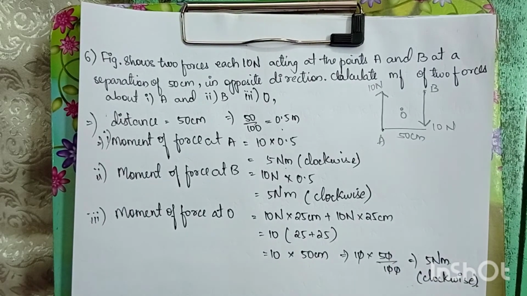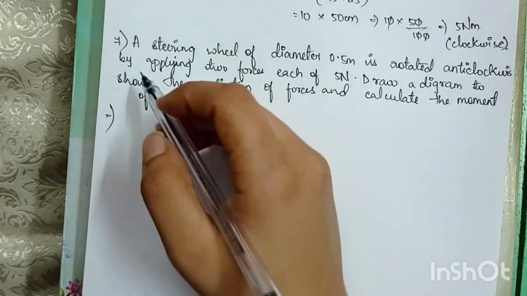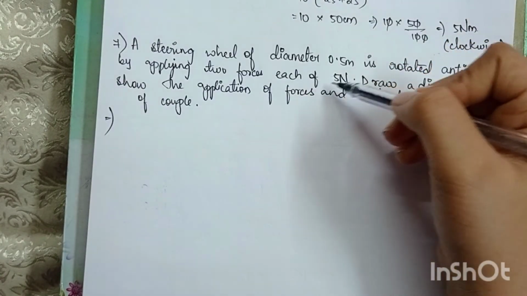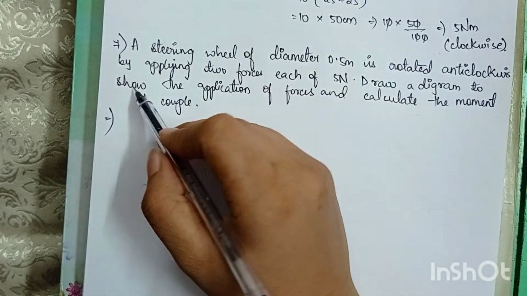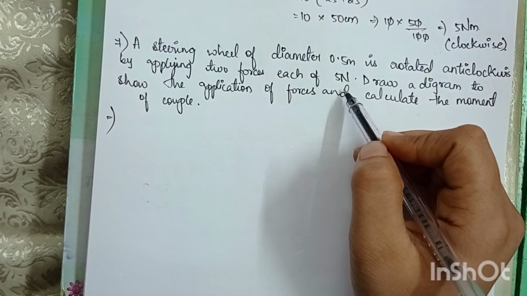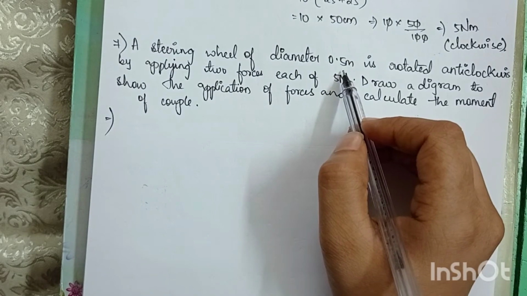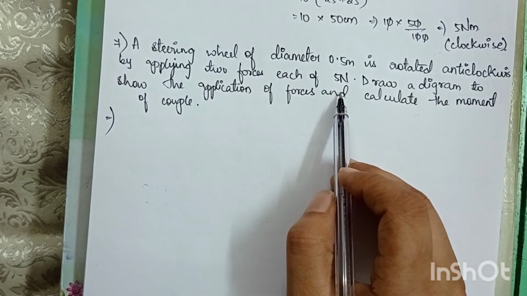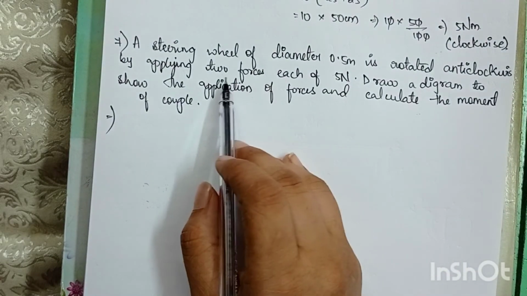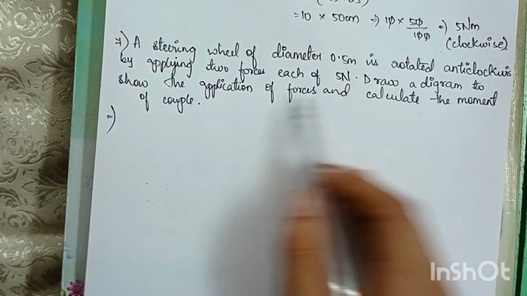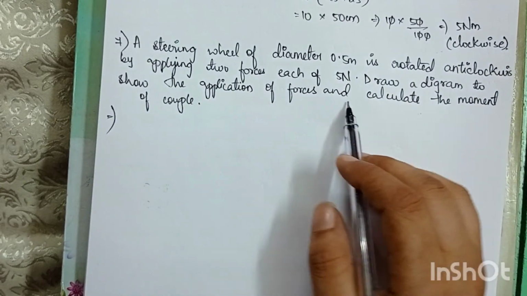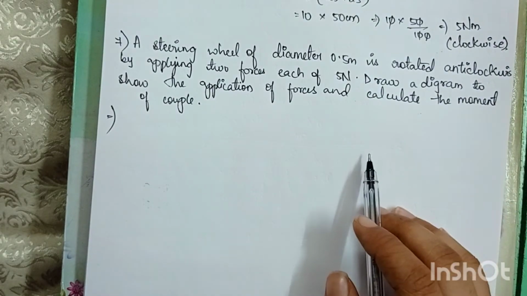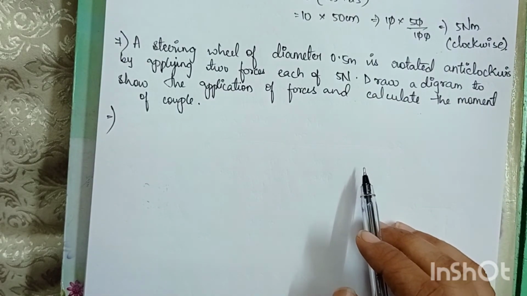Now we are doing the seventh one. The seventh question is: a steering wheel of diameter 0.5 meter is rotated anti-clockwise by applying two forces, each of 5 Newton. So the distance is 0.5 meter and the force is 5 Newton, and F1 and F2, the two forces, are equal. We need to draw a diagram to show the application of forces, and we need to calculate the moment of couple, which is also known as moment of force.